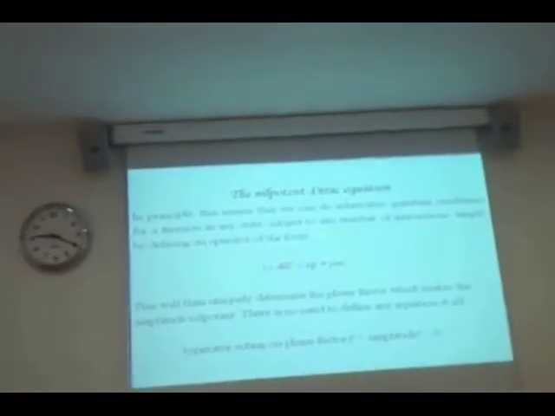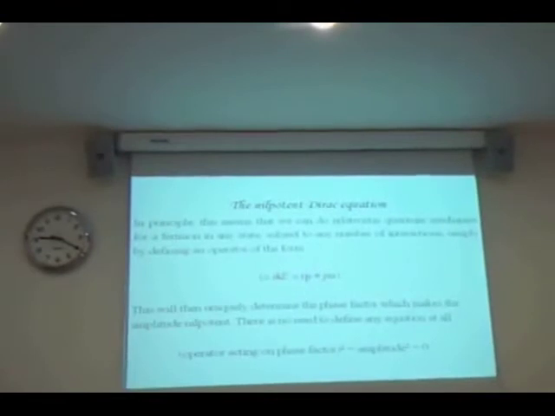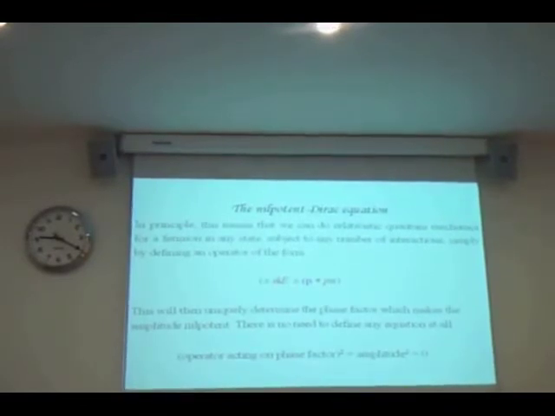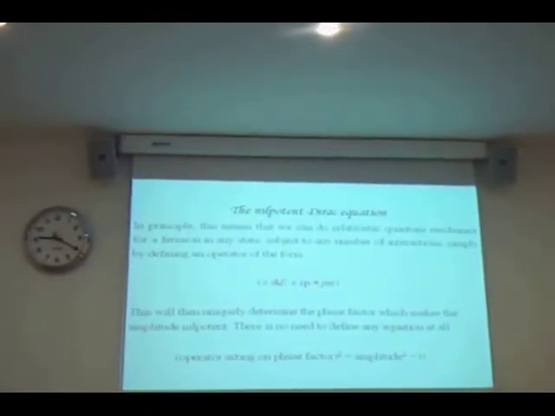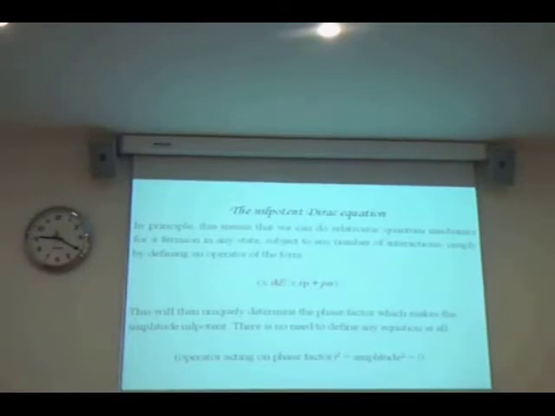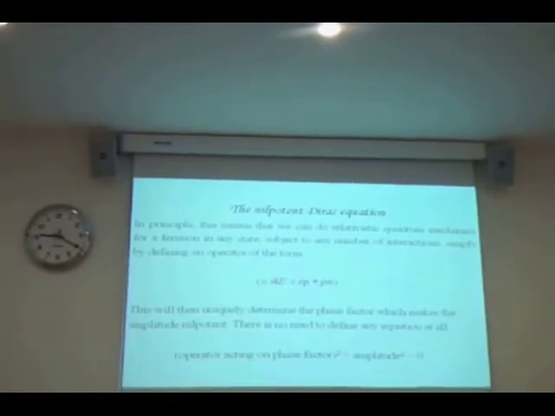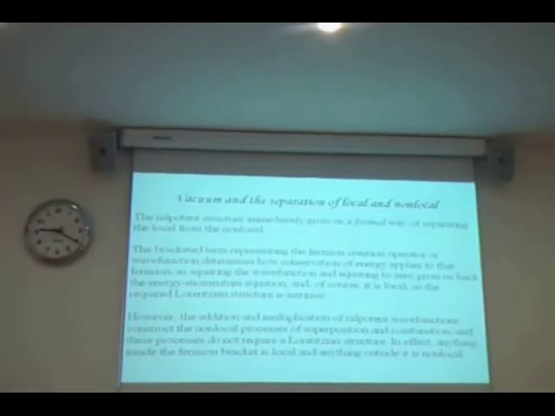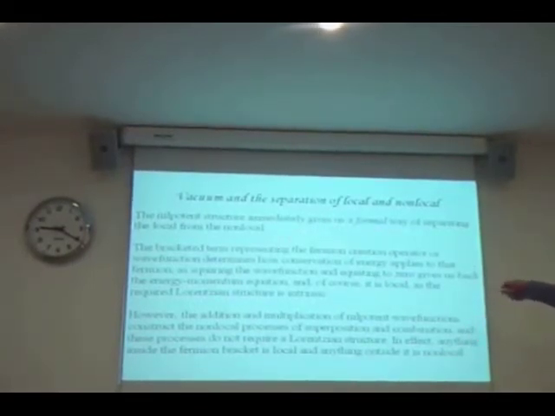So to do relativistic quantum mechanics and quantum field theory, for a Fermion in space subject to any number of interactions, we simply define an operator in that form. And then what we find is that the operator acting on the phase factor, of which there's only one phase factor it can operate on, does this. Once you define the operator, squared equals amplitude squared equals zero, and that's it. So we don't need an equation as such. And it also gives us a formal way of separating the local from the non-local.